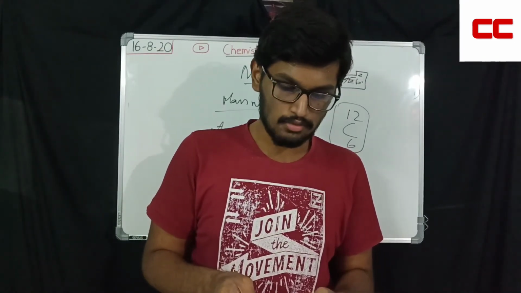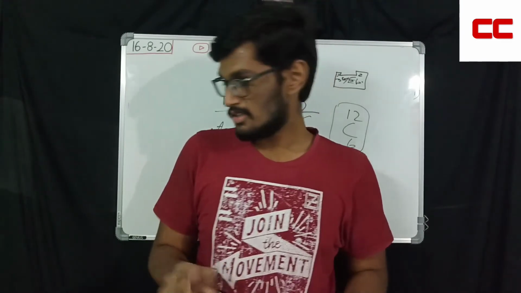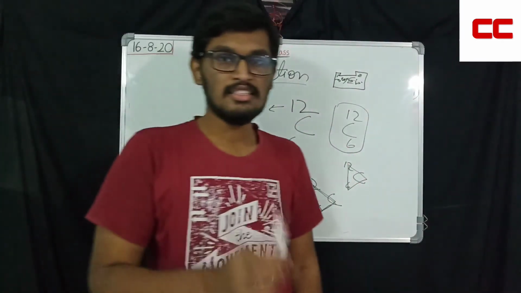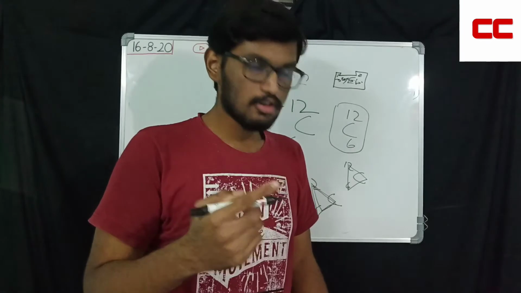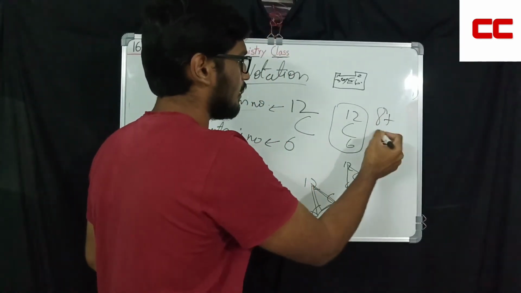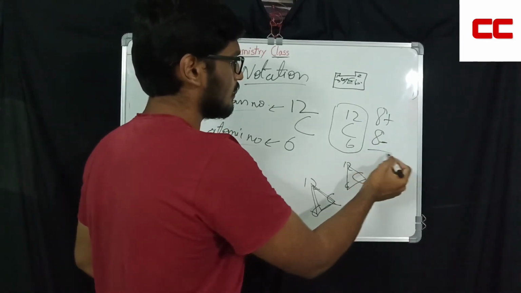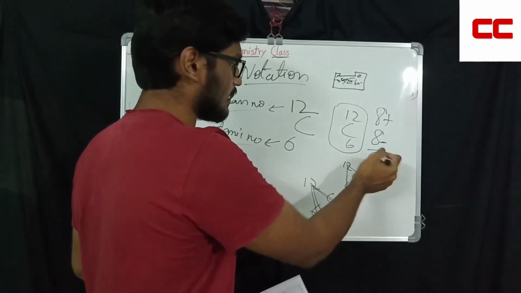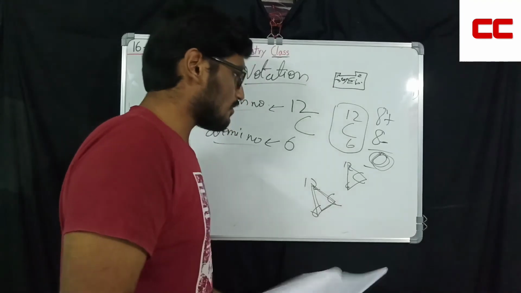It also asks what the charge on the atom is. Since there are 8 protons and 8 electrons, and protons are positively charged and electrons are negatively charged, they cancel each other out and give a net charge of 0. So that's all for the first question.